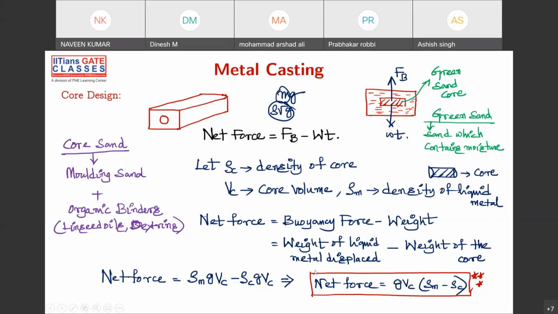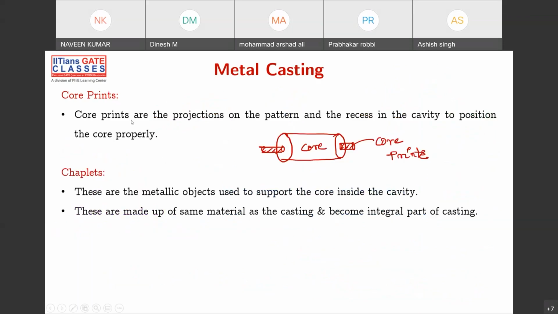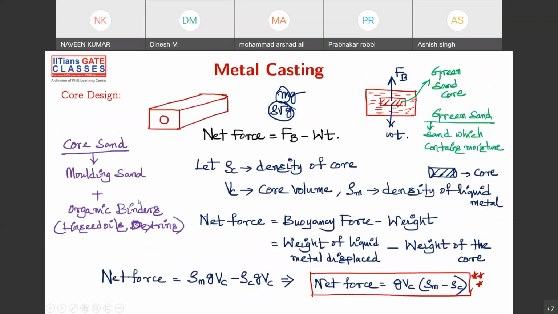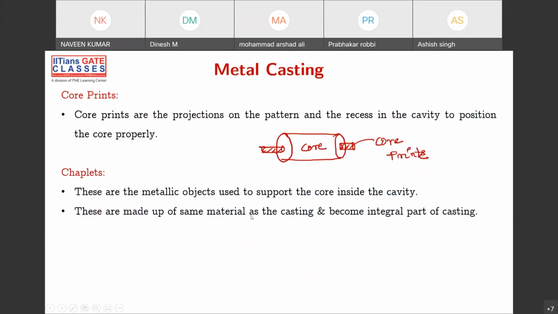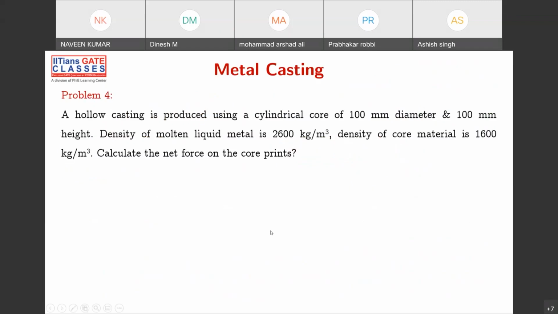Okay, fine. Next, we have already discussed what core prints are. Core prints are projections on the pattern and recesses in the cavity to position the core properly. Chaplets: what are chaplets? I already told you. These are metallic objects used to support the core inside the cavity. We have already seen it is supporting the core, right? These are made of the same material as the casting and become an integral part of it. After pouring the liquid metal, it will completely fuse inside the liquid metal and become an integral part of the casting. Those are the uses of core prints and chaplets. Now, let's see this question.